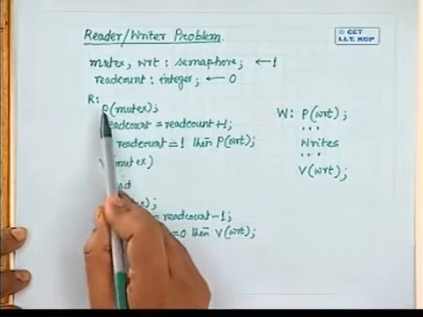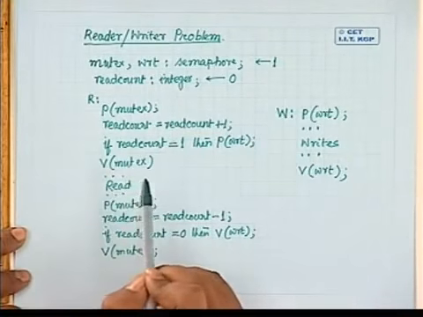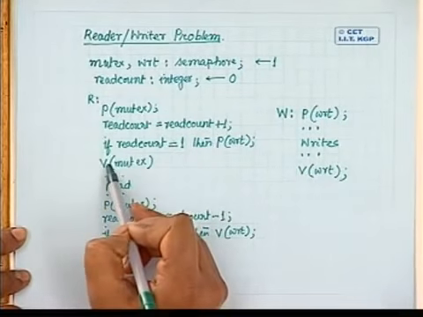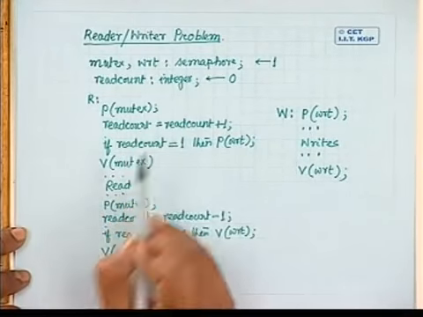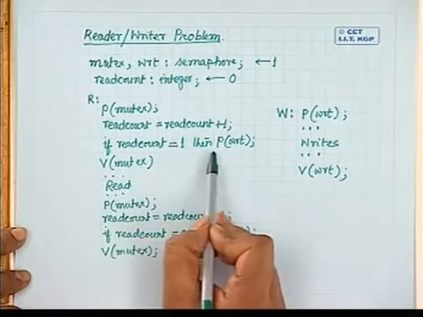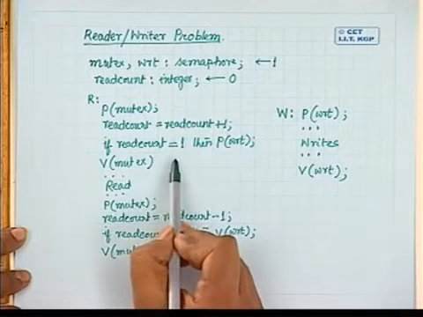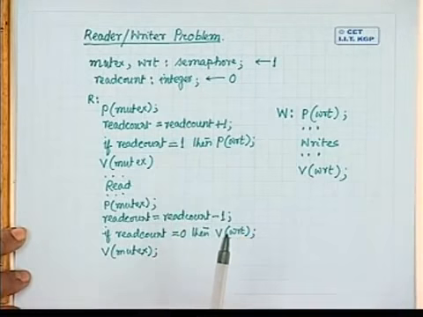Okay. So reader process first performs p mutex operation. Then within this p mutex v mutex pair, a reader process modifies or increments the value of read count. Then if read count equal to 1, then the reader process will perform p write operation. If the read count is not 1, then this p write operation will not be performed. Now what is the significance of this?